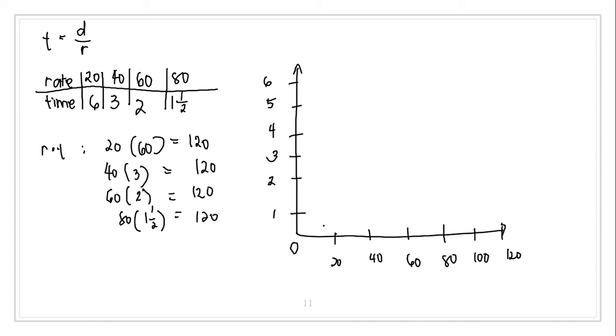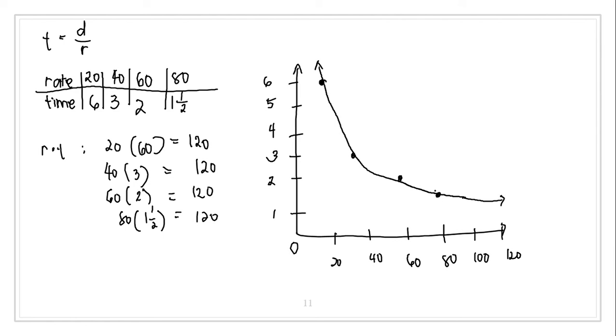So first we have 20 and 6. Next is 40 and 3. Next is 60 and 2, 80 and 1 and 1/2. So when we connect these dots, let's just assume that it's a perfectly done graph. So this is how it looks like.